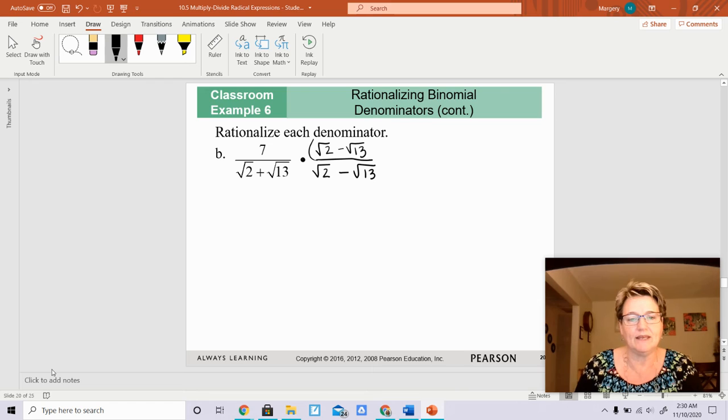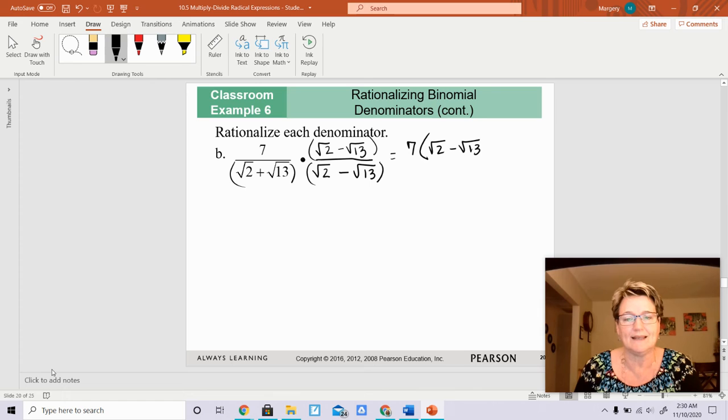And so you have this times this. All right, so I am not going to actually distribute it yet. I'm just going to write down 7 times the square root of 2 minus the square root of 13. Later on, I'll distribute it if I need to. All right, so I have to multiply these two together.